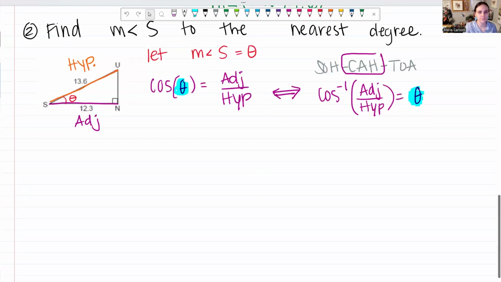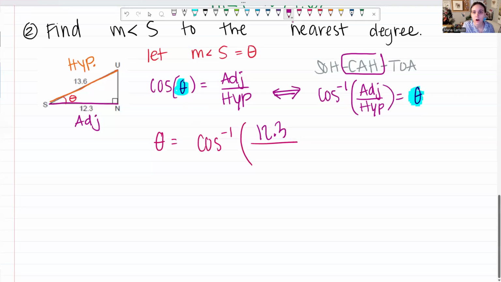All right, so let's fill in all of the pieces. We're going to find theta here using that inverse cosine. So cosine to the negative first power of that adjacent. The adjacent side was the 12.3 over the hypotenuse, which was 13.6. And then I need to navigate over to Desmos.